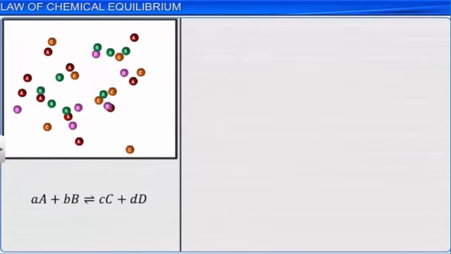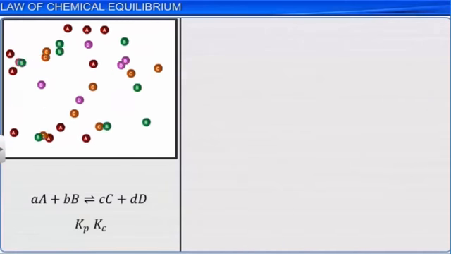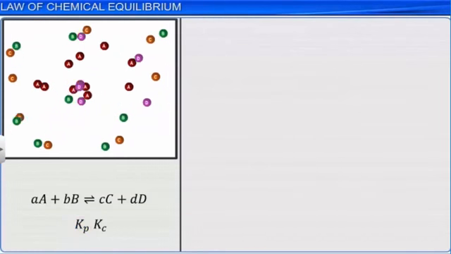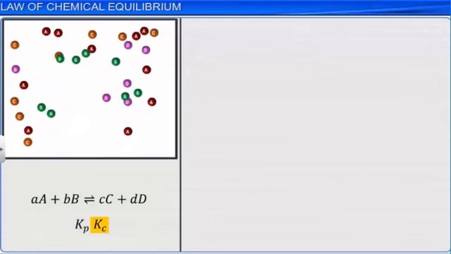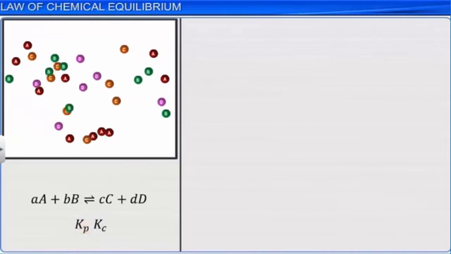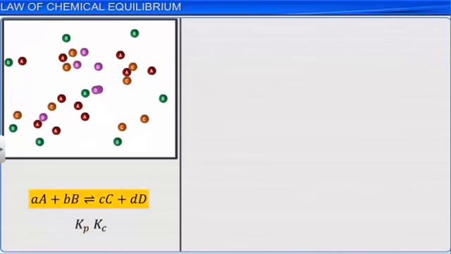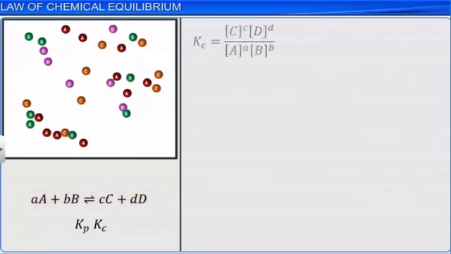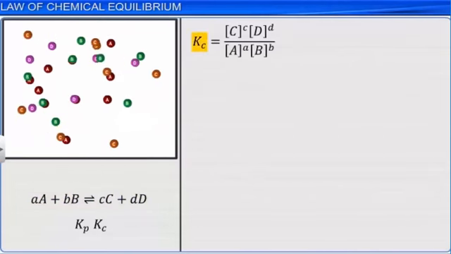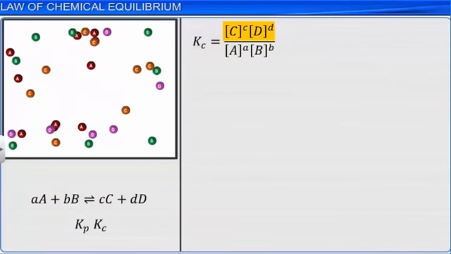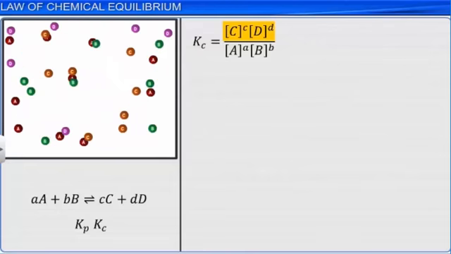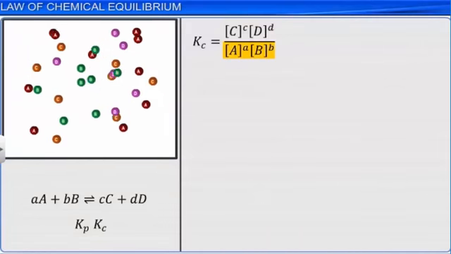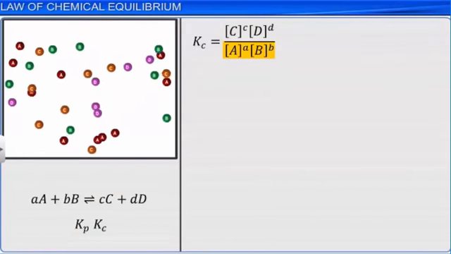The equilibrium constant in terms of partial pressure is represented by Kp. Let us examine the relationship between the two equilibrium constants, Kc and Kp. For a general reaction of the type aA plus bB in equilibrium with cC plus dD, the equilibrium constant is written as Kc is equal to the product of the concentration of the products C raised to the power of c and D raised to the power of d respectively, divided by the product of the concentration of the reactants A raised to the power of a and B raised to the power of b respectively.